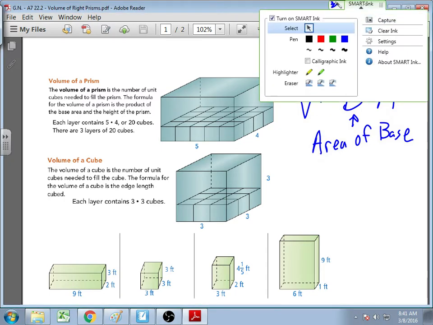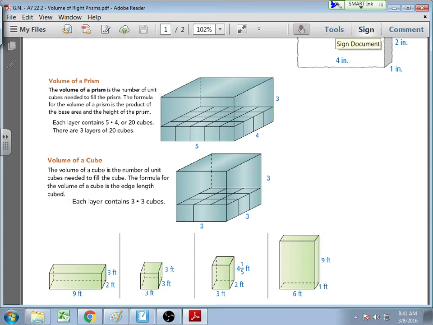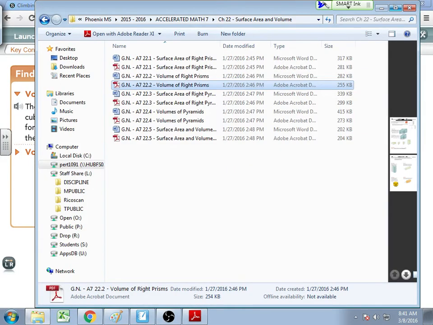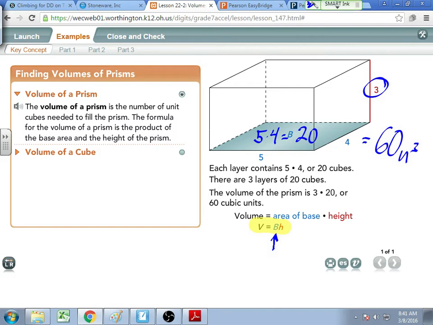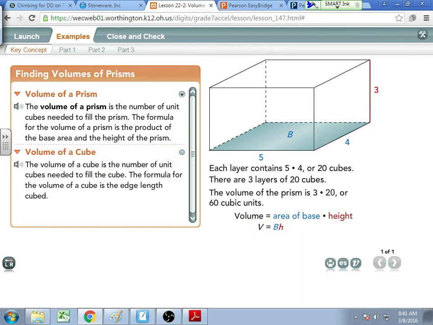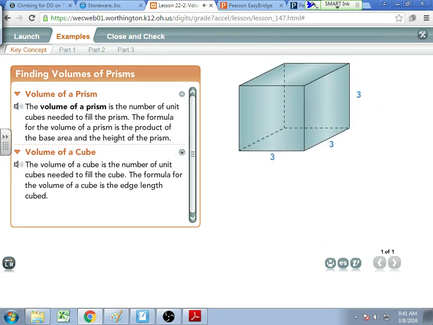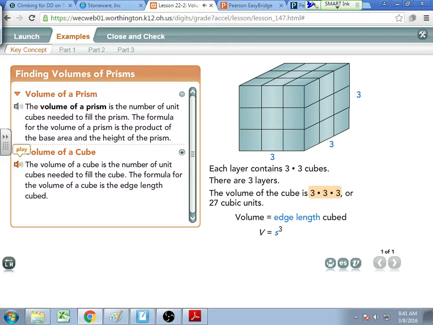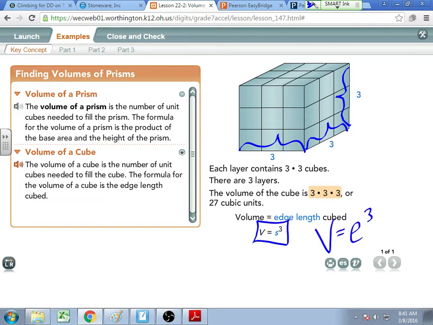Then a cube is actually easier because, as we saw yesterday in our lesson where cubes were simpler, when we start dealing with a cube, all my dimensions are exactly the same. I know that I'm going to have 3 wide over here, 3 wide right here, and 3 tall right here. So I just do 3 times 3 times 3, or the side length cubed. And you can also change that formula to edge length cubed.